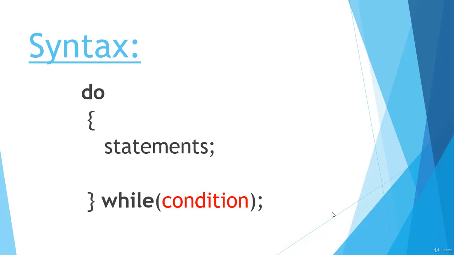Now look at its syntax. First of all, we have to type the do keyword. Do this block of statements while this condition is true. Now this loop is going to execute at least one time. First it executes all the statements within this block and then checks the condition. If that condition is true, then it is again going to execute all these statements. But if the condition is false, then it does not come back to the body. It breaks the loop and goes outside of this loop. So in this way the do while loop works.